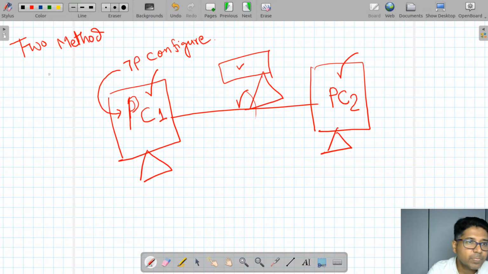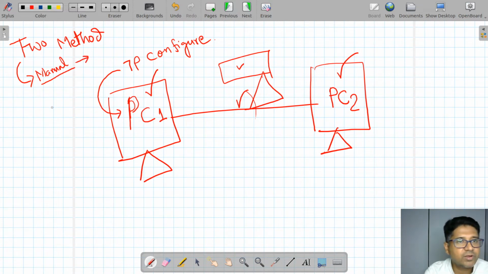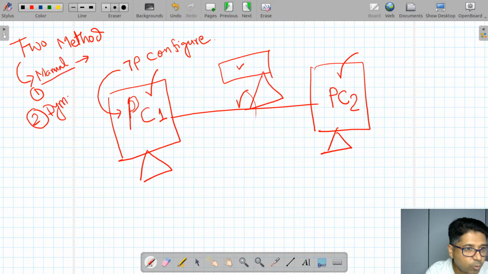There are two. The first method is manual. I will manually configure the IP. This is one method. The second method is dynamic. What do you mean by dynamic?